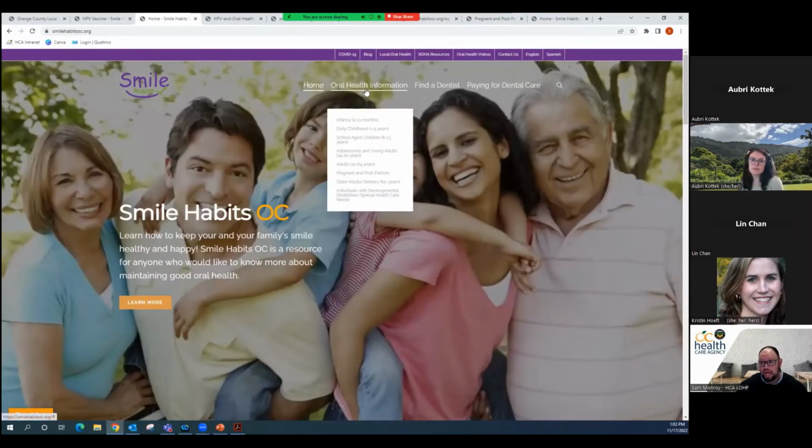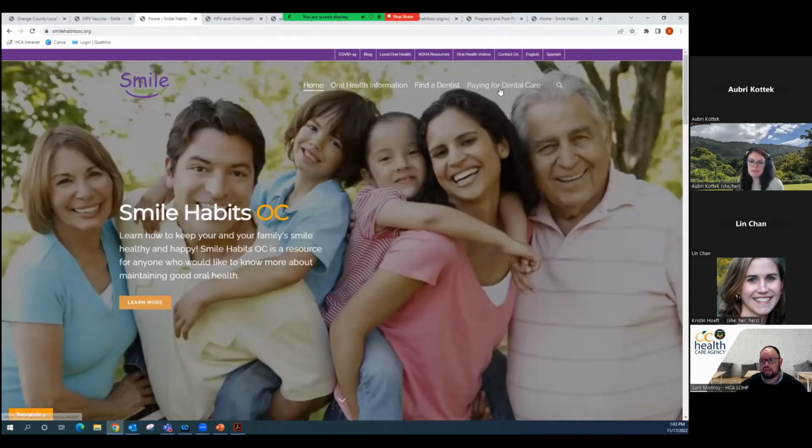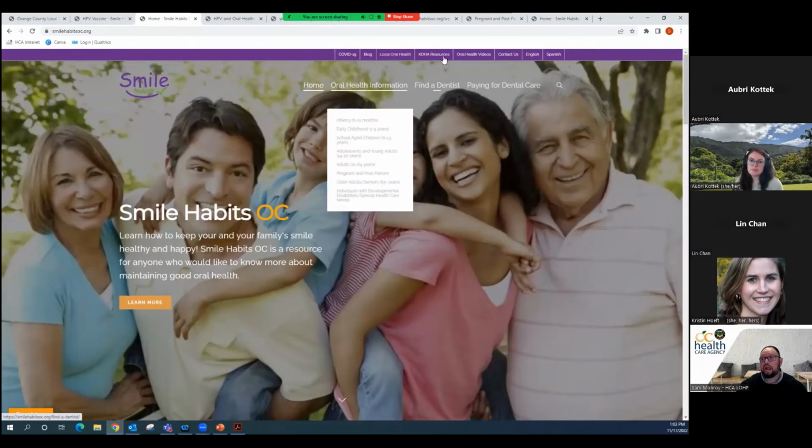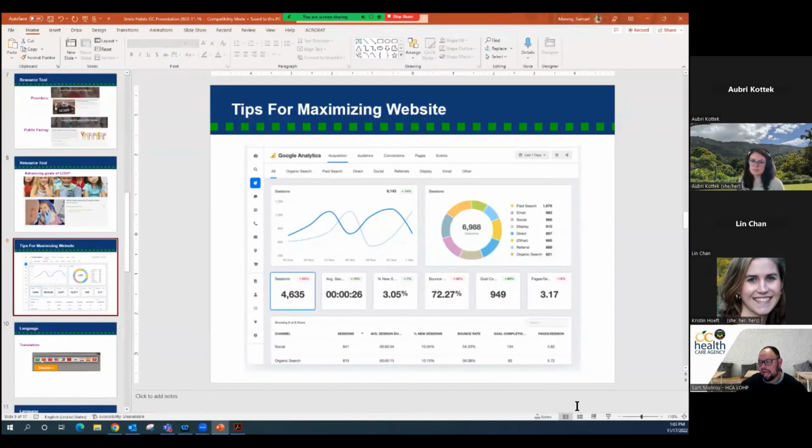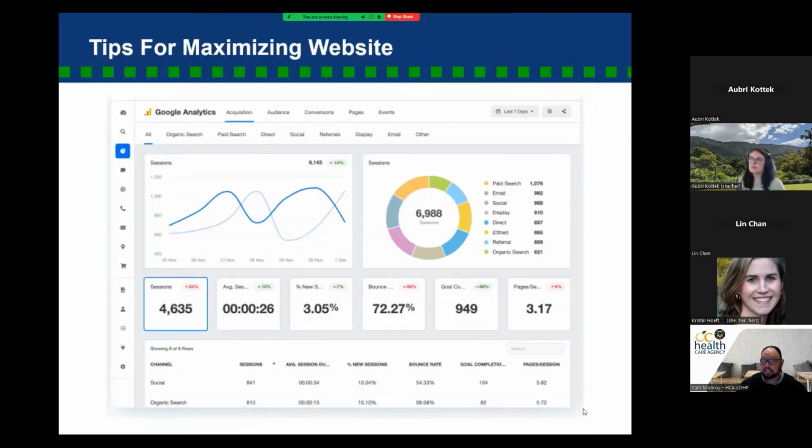So we always will have, you can find it by group, you can help find a dentist, you can help find information on how to pay for dental care. And then we have our blogs, information about our program. So these are kind of the different things that we know that people are usually having to go quickly to, so we try to put those right up front. And how we've done that has been based on the analytics.